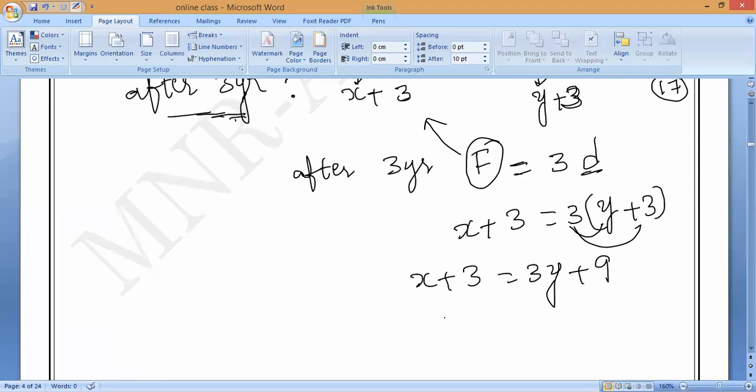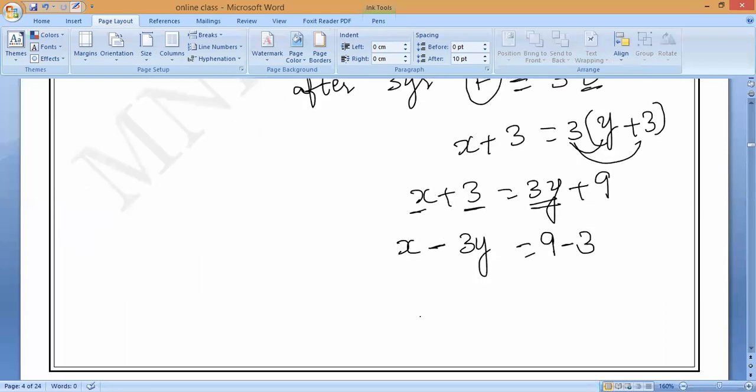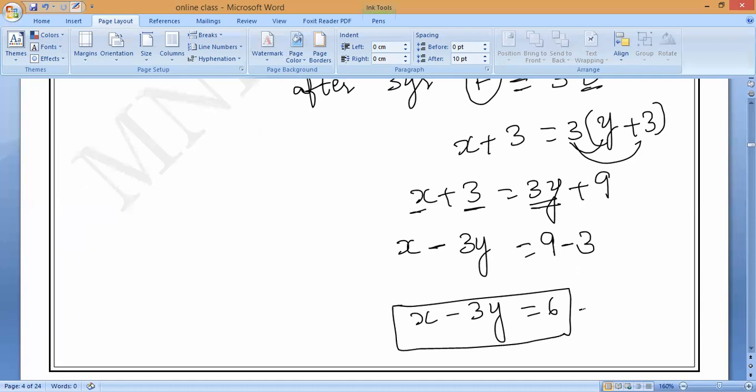Write variables on one side, constants on one side. x minus 3y is equal to 9 minus 3. 9 minus 3 is 6. x minus 3y is equal to 6. Alright, this is the second linear equation in 2 variables.